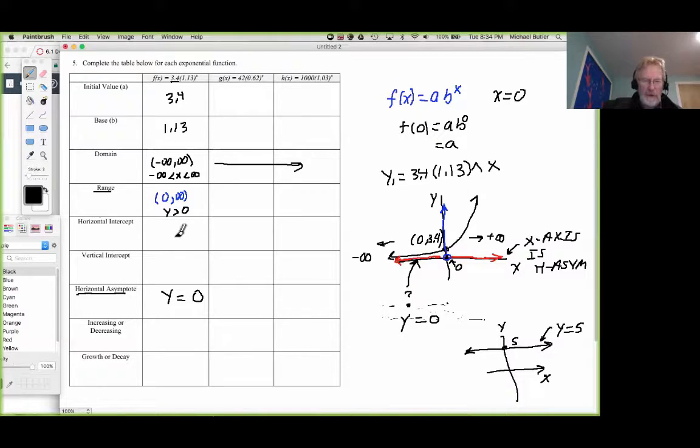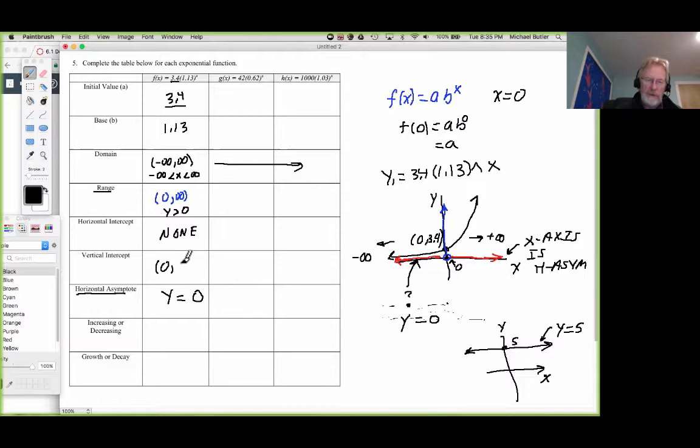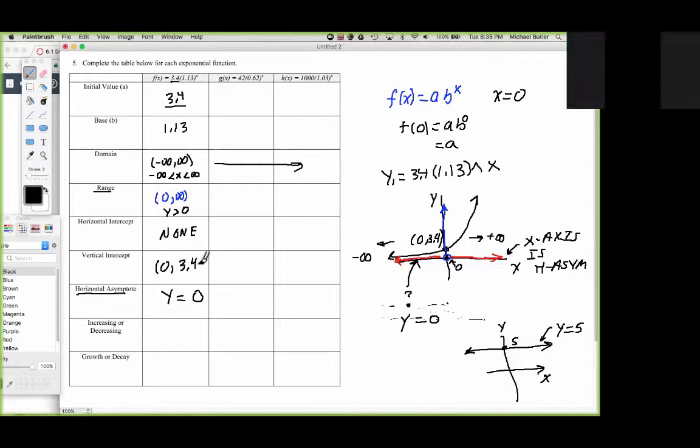Okay, so let's talk about these intercepts. Let's come back up to those. So the horizontal intercept. Well, we just said it doesn't hit the horizontal axis, so there's none. And then the vertical intercept, we already sort of figured that out when we did the initial values, we just didn't report it back as an ordered pair. That's going to be (0, 3.4). Great, I got that right. Nice.